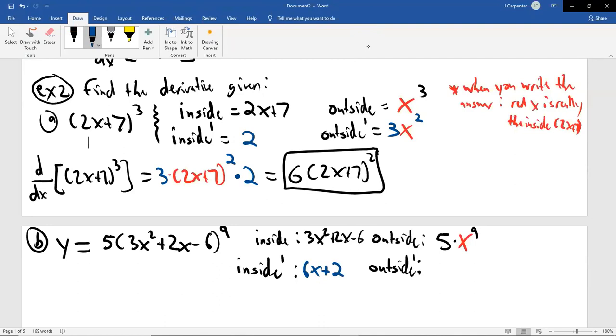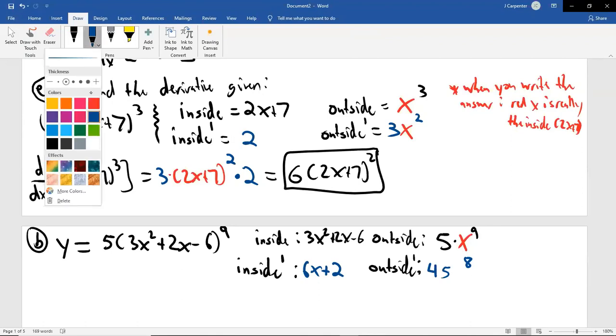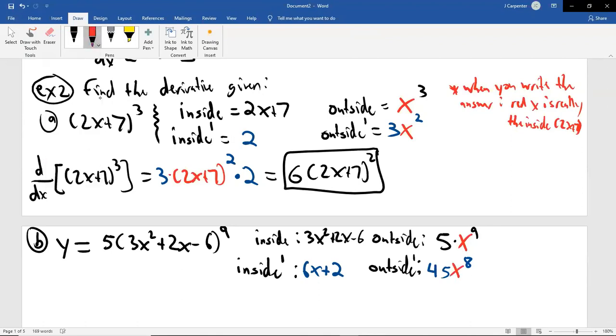For 5x to the 9th, its derivative, you'll bring the 9 out front and multiply. 9 times 5 is 45. And then we have our special red x, and it'll be raised to the 8th power. And again, when we're talking about the x, the outside function, that x really represents something else. So that derivative is 45x to the 8th. So the derivative of this thing, which because it's y, we can call y prime, or we can call it dy over dx, is the derivative of the inside, which is nice and normal, 6x plus 2.